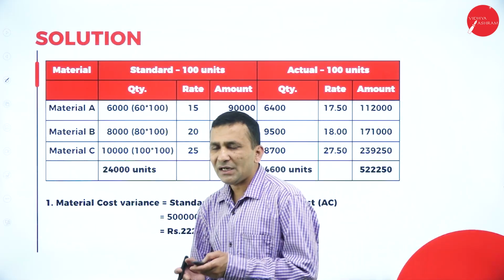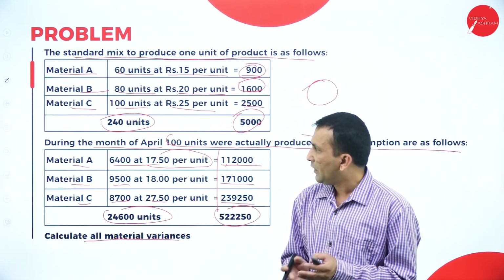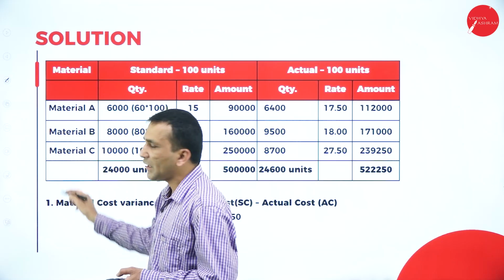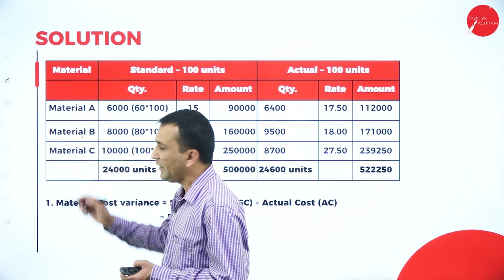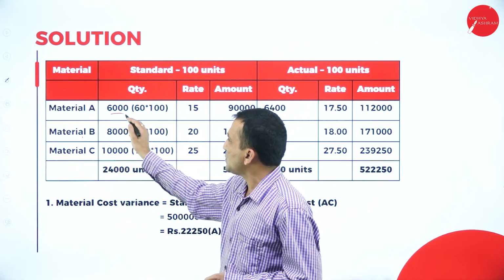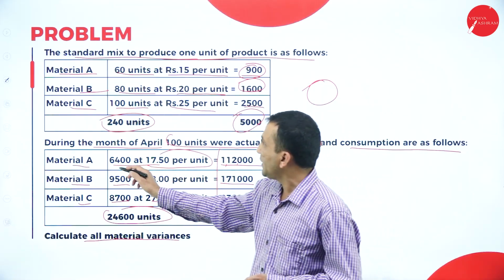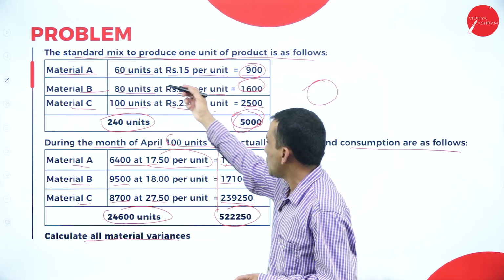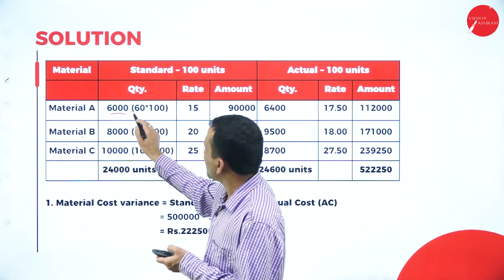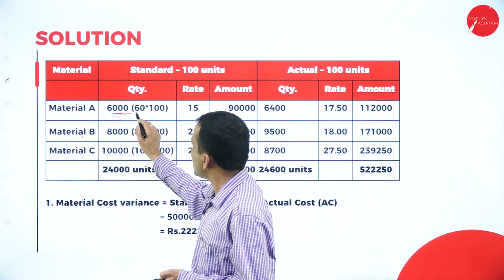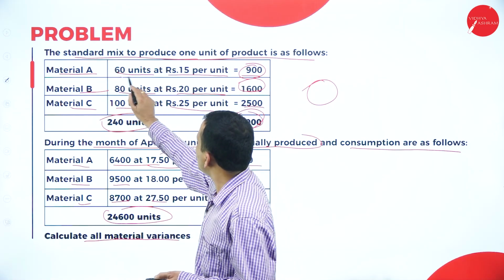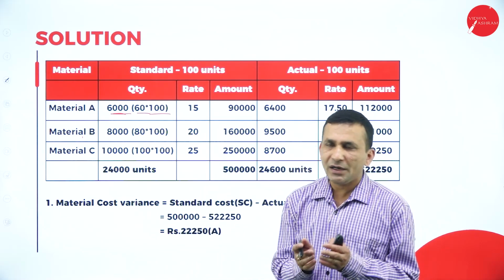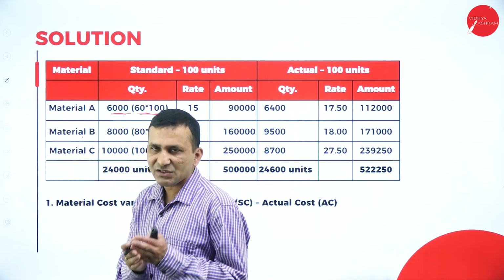Whatever information they have given, we need to write it in tabular format: material A, material B, material C. How are we getting 6,000? They clearly told us 60 into 15. The 60 units is given, because we are producing 100 units, right? So 100 into 60, if you multiply, you are getting 6,000.